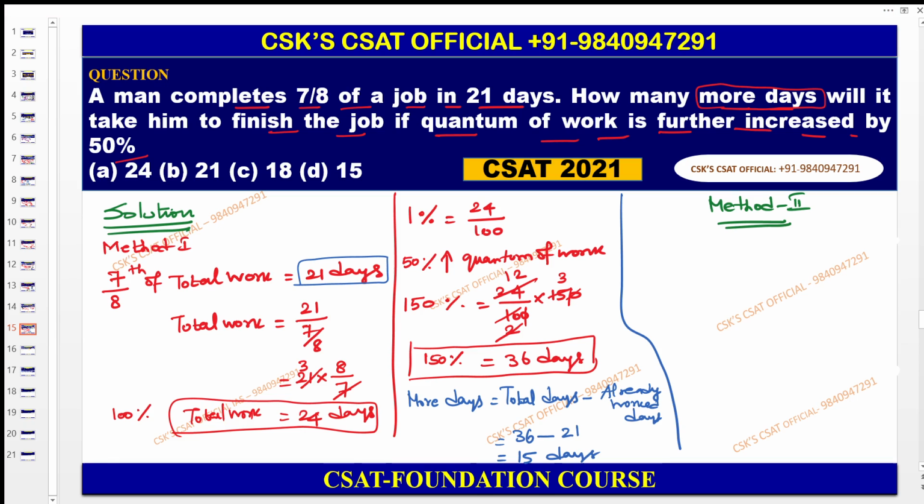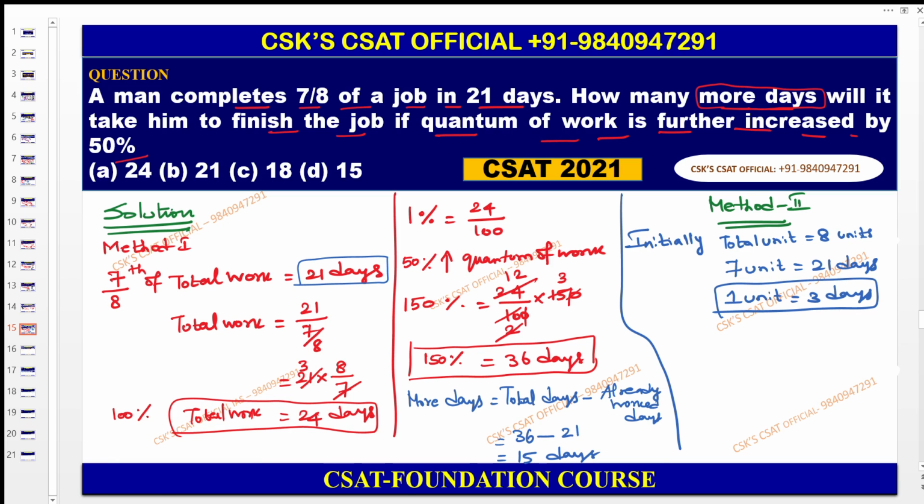Now initially, total unit is equal to how much? 8 units. Out of that, to complete that 7 units, he takes 21 days. Then 1 unit, he takes 3 days. Keep this. That's it.